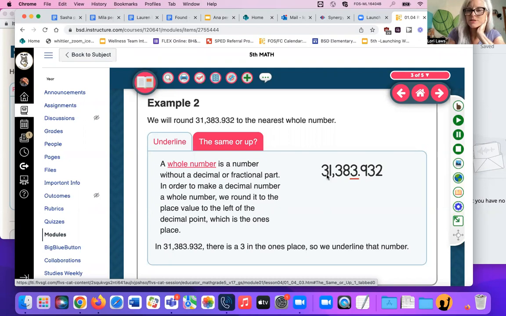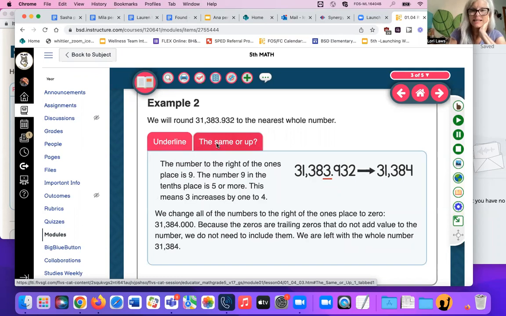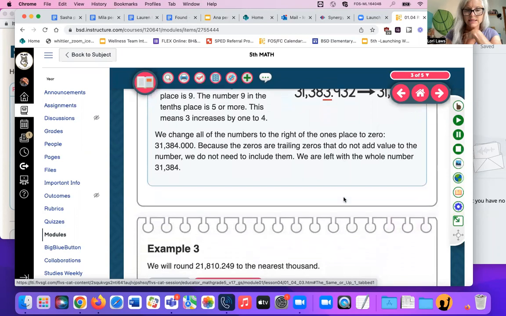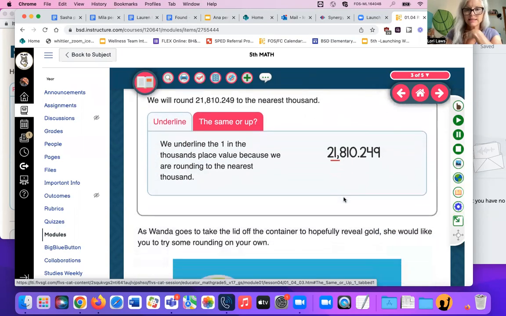Good job. So this number is going to be 31,384. And everything to the right of that number is going to be 0, right? Yeah. Let's see if we did it. 31,384. And we don't have to put those zeros because they're to the right of the ones place. They're behind the decimal.